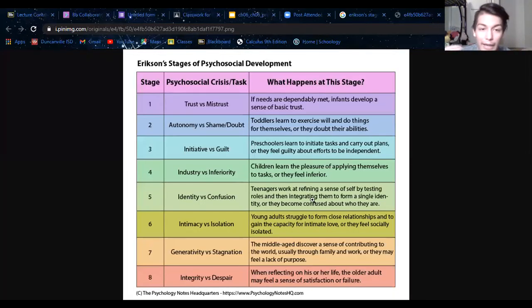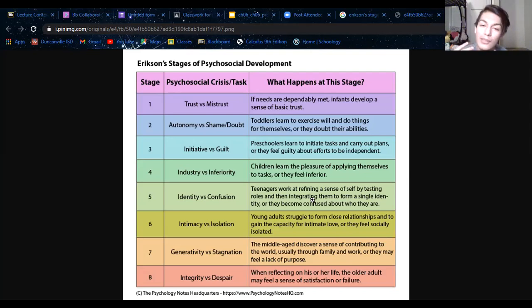So where were we? Industry versus inferiority. Children learn the pleasure of applying themselves to tasks, or they feel inferior. So when kids see their mom or dad taking groceries from the back of the car and putting them inside, what do kids usually do? They run over and say, "Mom, I want to help. Give me some bags." They get all these bags, and what usually happens? They drop them.